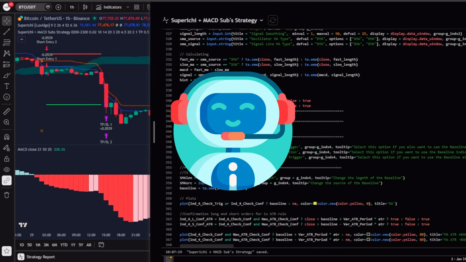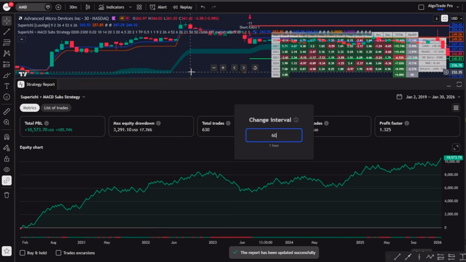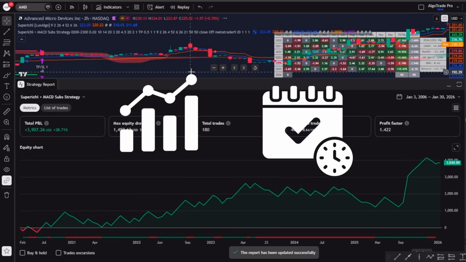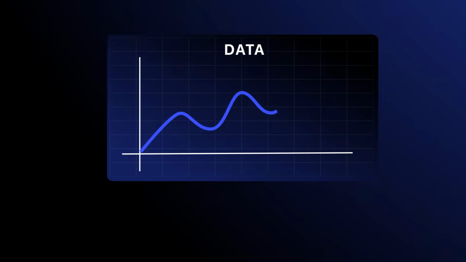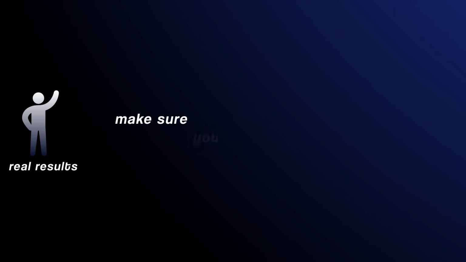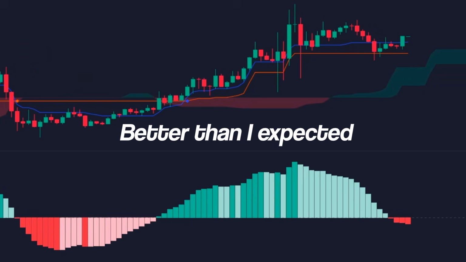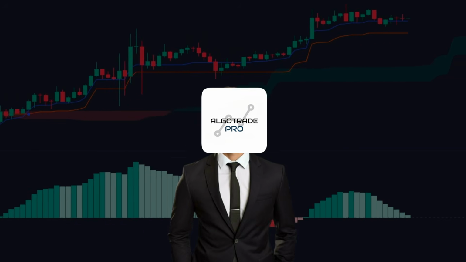We are building a real trading bot with this system, testing the exact rules across multiple markets and time frames and letting the data speak. No hype, no opinions, just real results. And make sure you stay until the end, because this one actually performs better than I expected. I'm ATP and let's get started.